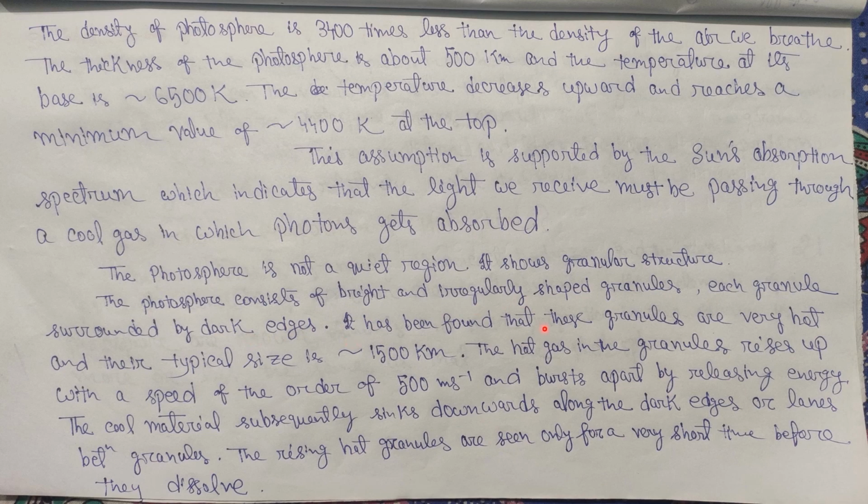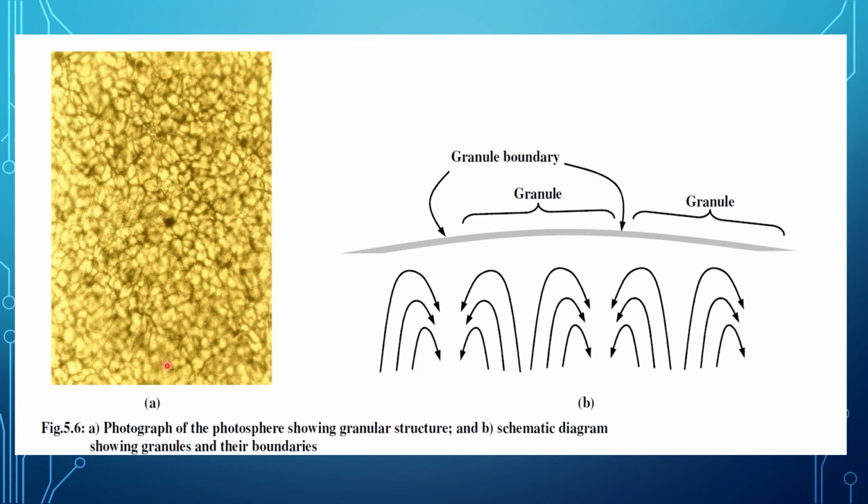It has been found that these granules are very hot and their typical size is about 1500 km. The hot gas in the granules rises up with a speed of the order of 500 meters per second and bursts apart by releasing a huge amount of energy. The cool material subsequently sinks downward along the dark edges or lanes between the granules. The rising hot granules are seen only for a very short period of time before they dissolve. So this is the photograph of the photosphere showing granular structure, and this is the schematic diagram of granules.